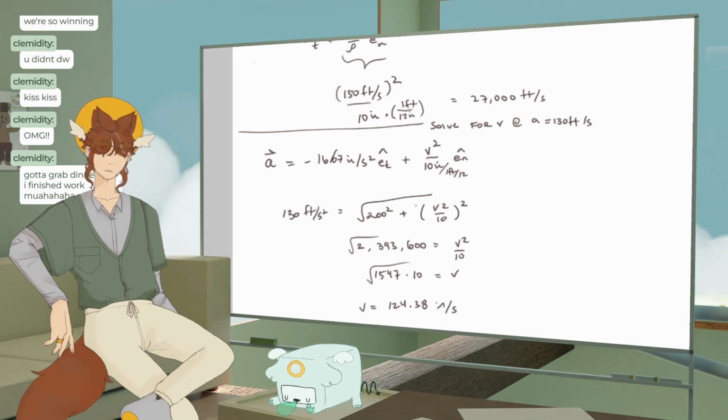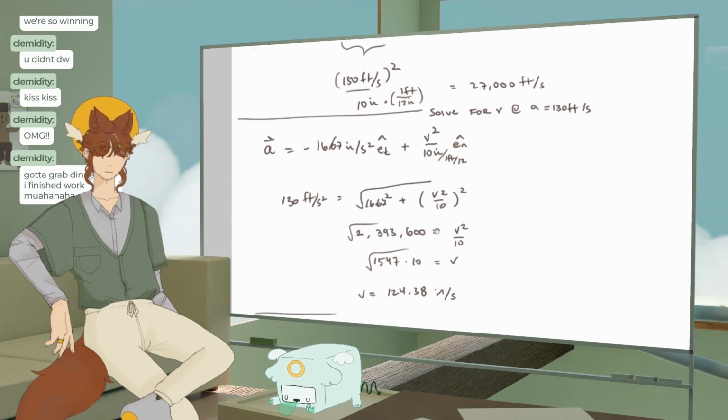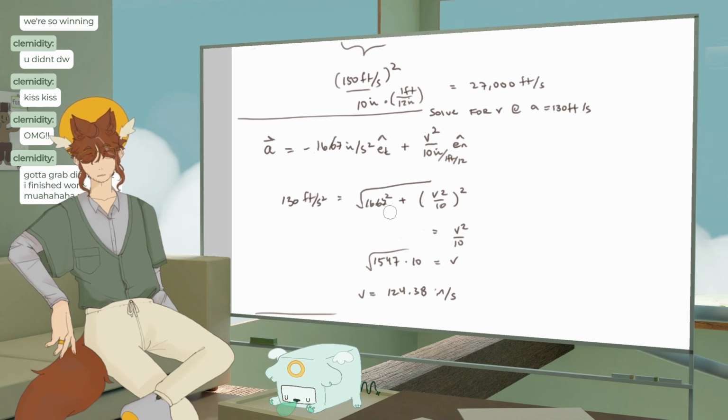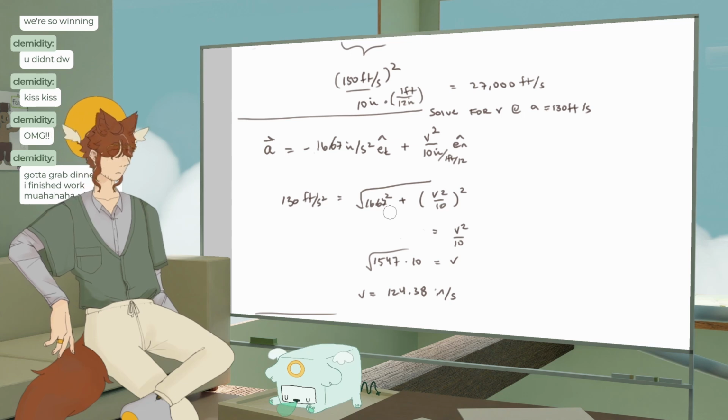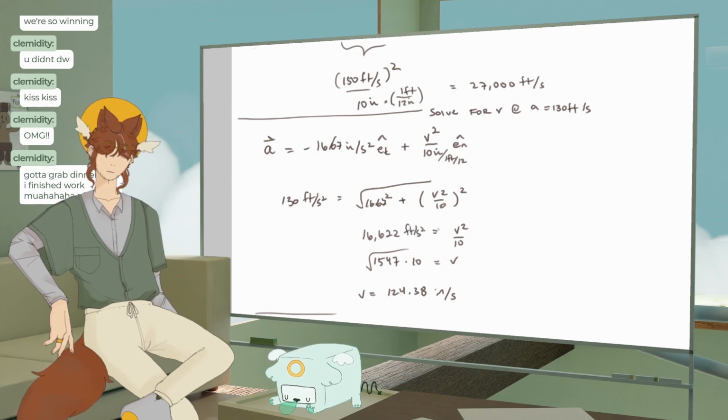Feet per second squared. This is not 200 anymore, this is 16.67. Still gonna be a big number, but not as big. So 130 squared. And then we've cleared out the square root, so we're just gonna subtract 16.67 squared. So 16,621. I don't need that. Feet per second squared. Would it still be feet per second squared? I'm not sure what the units would be on this one.